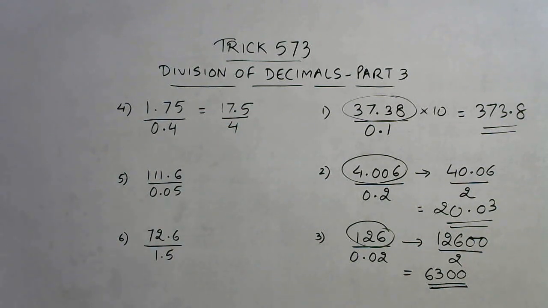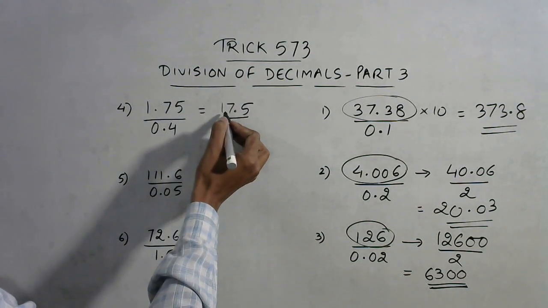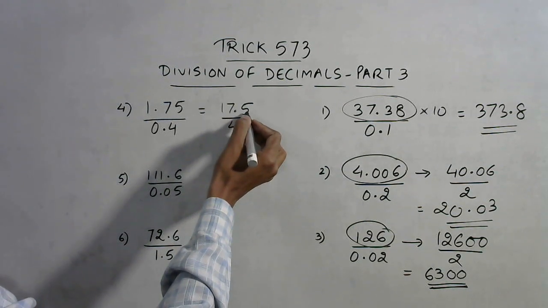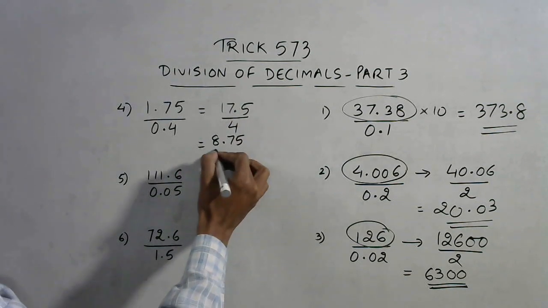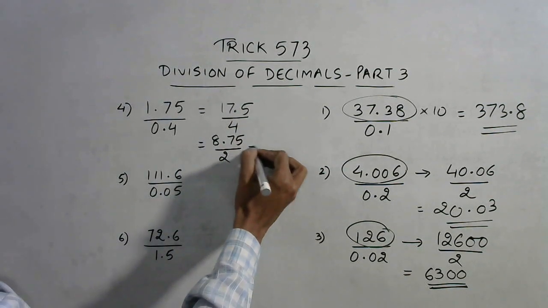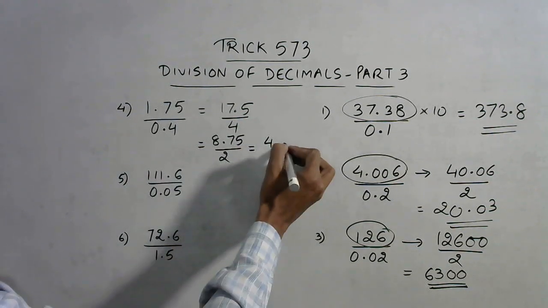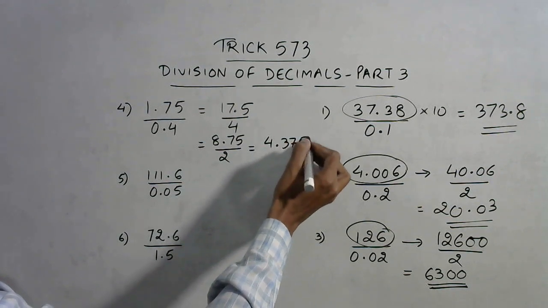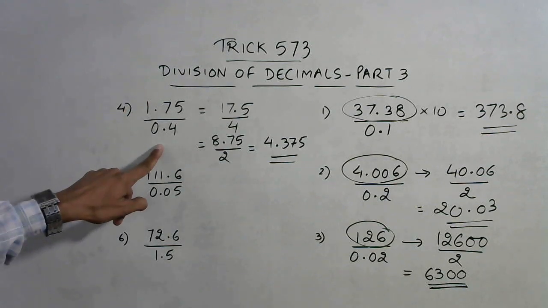Now how do you divide numbers by 4? You have to consider this 4 as 2 times 2. That is, we have to half this number 2 times. What is the half of 17? It is 8.5 and 0.25. So 8.75 is the half of 17.5, and now 4 converts to 2, and finally we have the answer. I'm taking the half again, 4.375. This is the result of dividing 1.75 by 0.4.